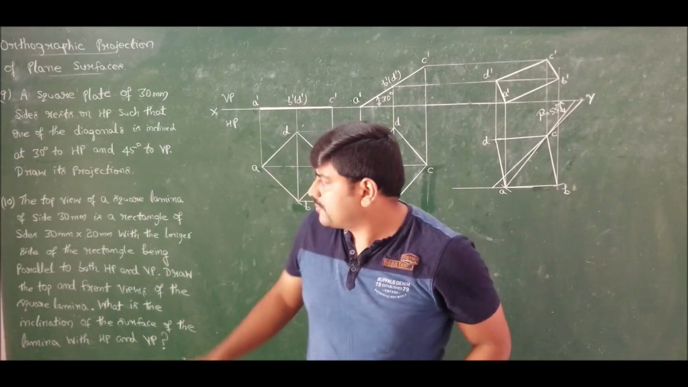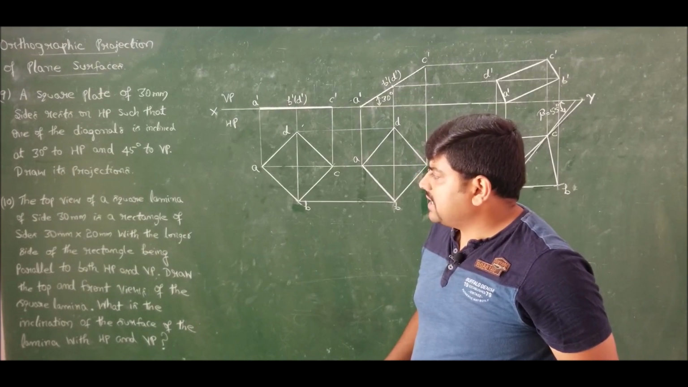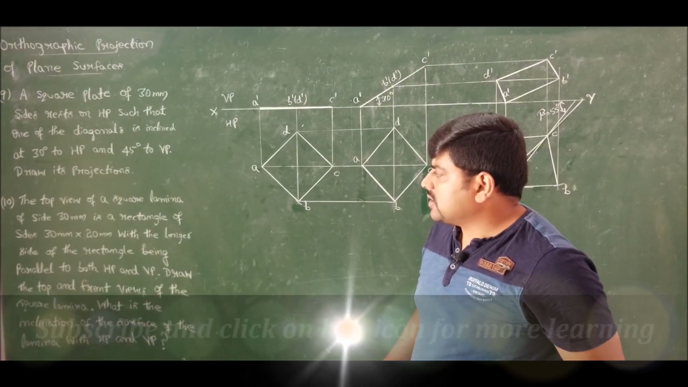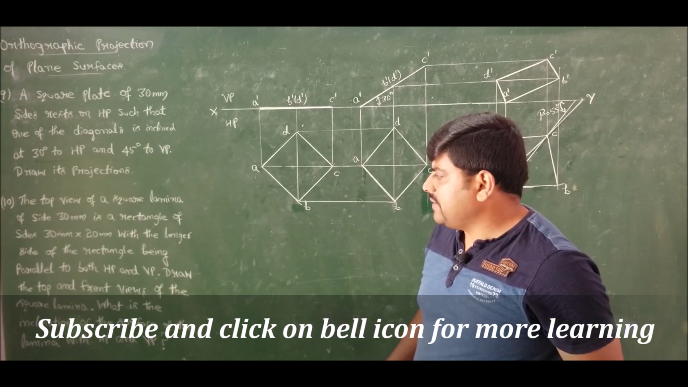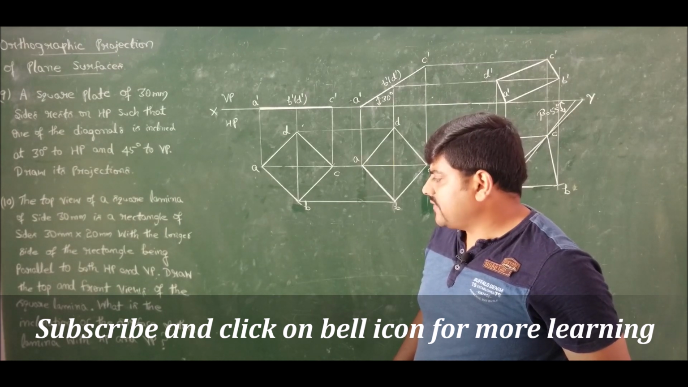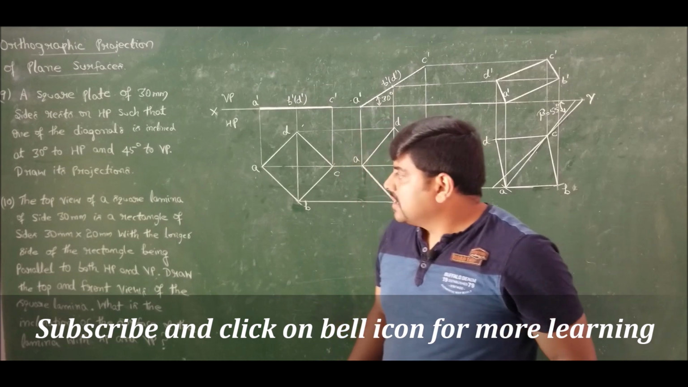Now moving ahead to problem number 10, which states that the top view of a square lamina of side 30 mm is a rectangle of side 30 mm cross 20 mm with the longer side of the rectangle being parallel to both HP and VP. Draw the top and front view of the square lamina. What is the inclination of the surface of the lamina with HP and VP is the question.